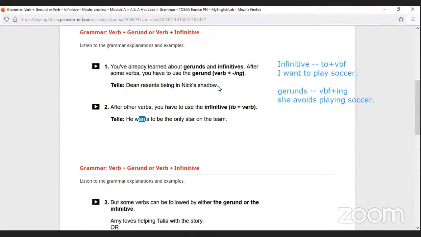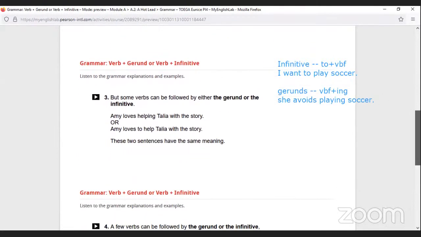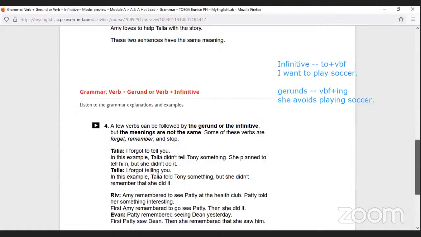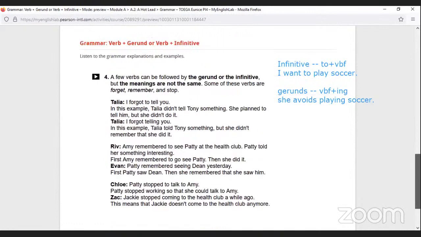Want. We said that want always is going to work with infinitive. So want to be. Now with gerunds or infinitives, there are some verbs, and this is in the list too, some verbs that could work with both. For example, loves could work with gerund or infinitive. And these are the other verbs, these common verbs that could work with both, but they have different meanings.